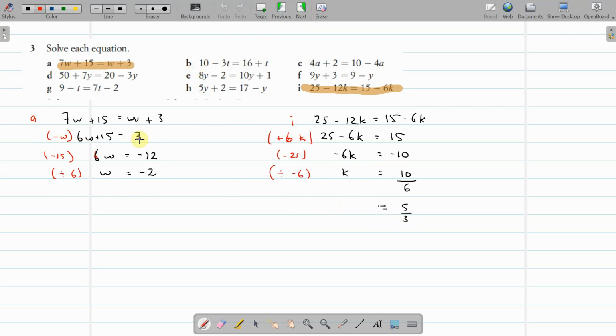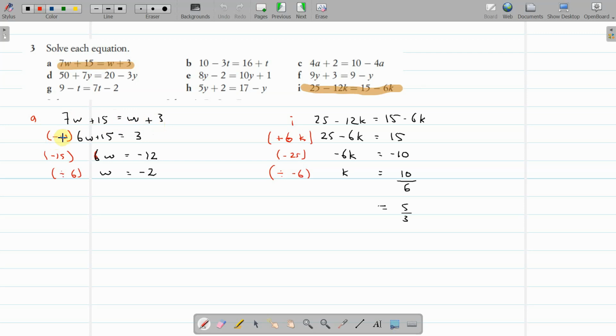Question 3, very similar to question 1. The question says, this is 3a, 7w plus 15 equals w plus 3. So what we're going to do first is get rid of this w here, which is actually plus w, even though they haven't got the sign there. So we're going to remove that by doing the opposite, minus w.